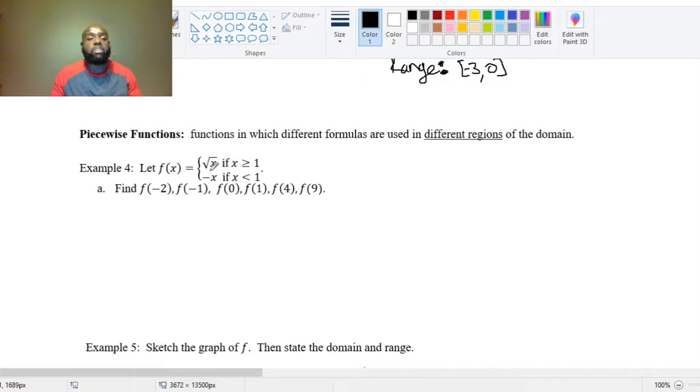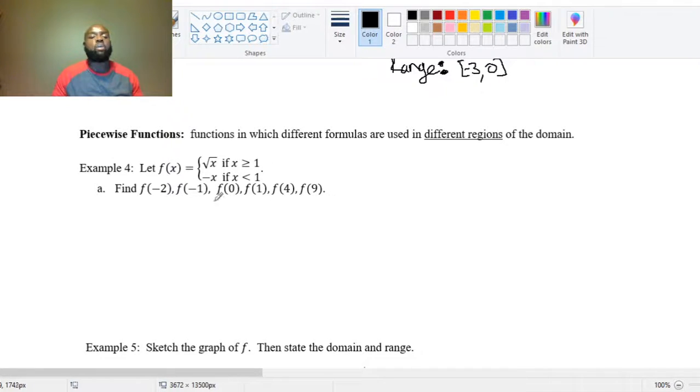The same thing happens to negative x. That's linear. You plug in the x value, you're going to get one output y value, right? And not only do we specify the formulas, but we also specify what part of your domain that formula aligns with. For instance, the square root function aligns with x values that are greater than or equal to 1, and then this function aligns with x values that are less than 1.